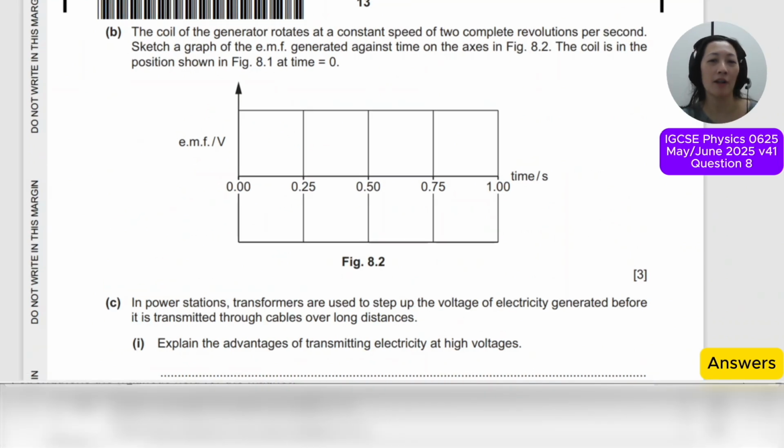Question B. The coil of the generator rotates at a constant speed of 2 complete revolutions per second. Sketch a graph of the EMF generated against time on the axes in figure 8.2. The coil is in the position shown in figure 8.1 at time equals 0. So what you need to draw here is the voltage time graph for an alternating current, and that kind of graph is a sinusoidal wave. But you cannot just randomly draw a sinusoidal wave because you have to match the graph to what is shown in figure 8.1.